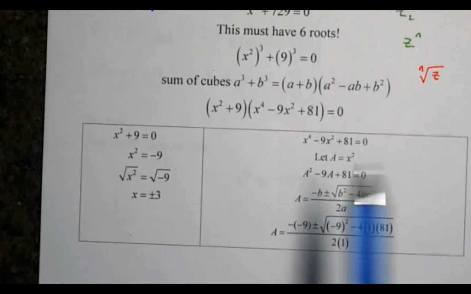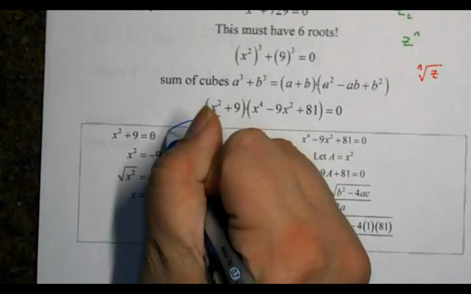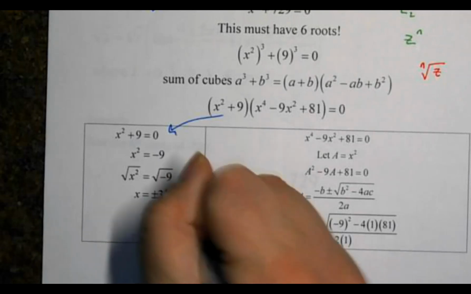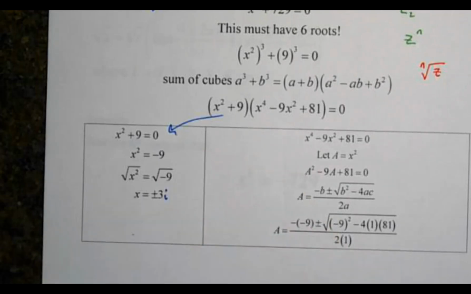So the first part, x squared plus 9, we solve that very simply. Just subtract 9 from both sides, take the square root, and I have x is equal to plus or minus 3i. There are my two solutions, plus or minus 3i.